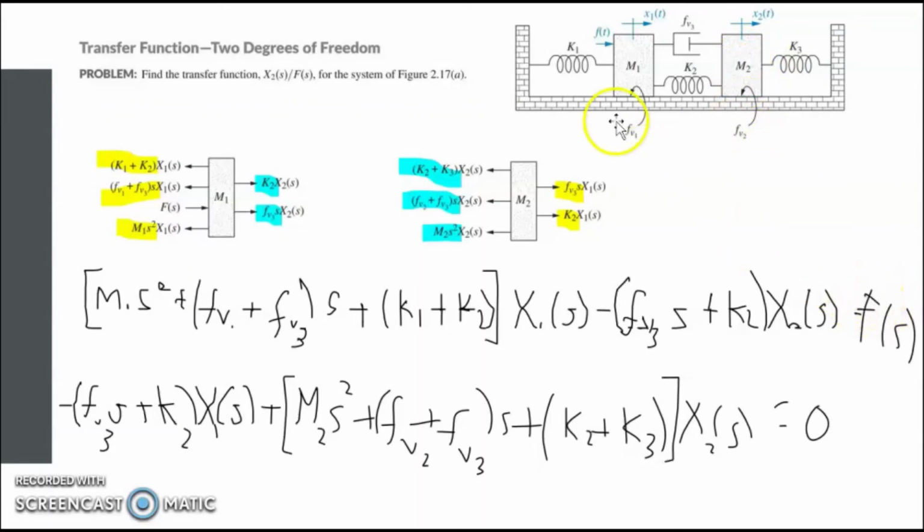But for the first equation, there is an input force at M1. So there are two objects, meaning there are 2 degrees of freedom, and you will get two equations relative to M1 and M2. From there you can solve with Cramer's rule to get the transfer function, which can be X2 over F(s) or X1 over F(s), so it depends on the question. So there you are, this is how you come up with the equation modeling.